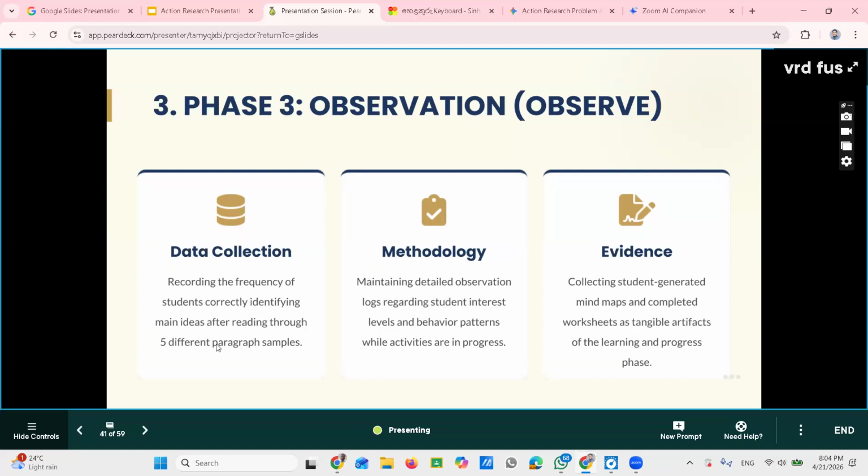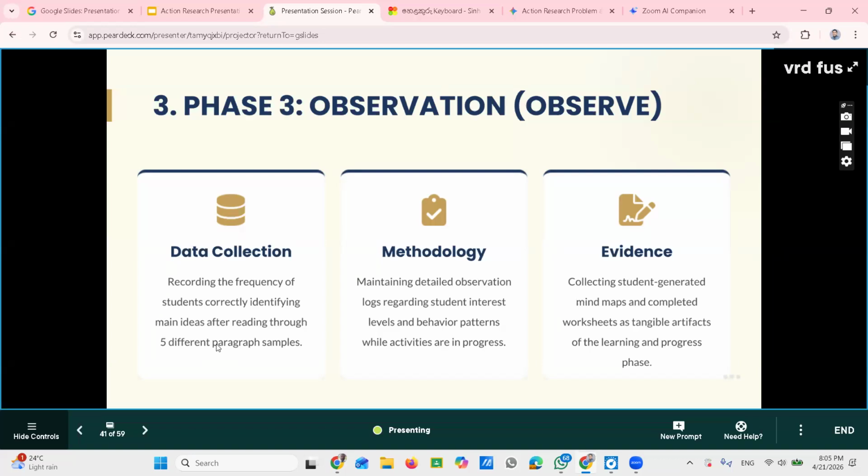Right, by looking at these observation logs, the teacher can understand the student interest level and the behavior patterns. Then evidence: what evidence does the teacher want to get to prove the effectiveness of the intervention? Collecting student generated mind maps and completed worksheets. These are the evidence that the teacher can collect.